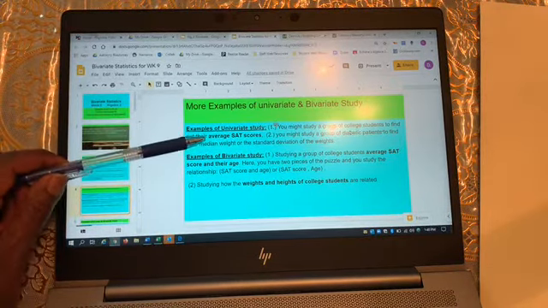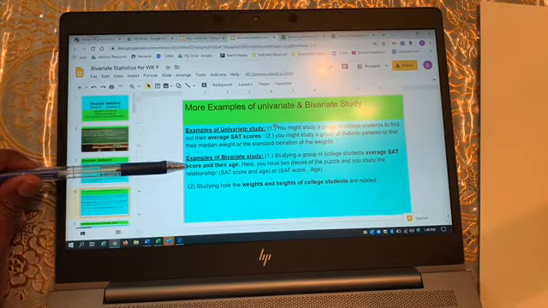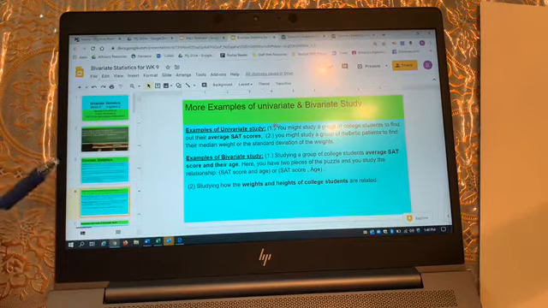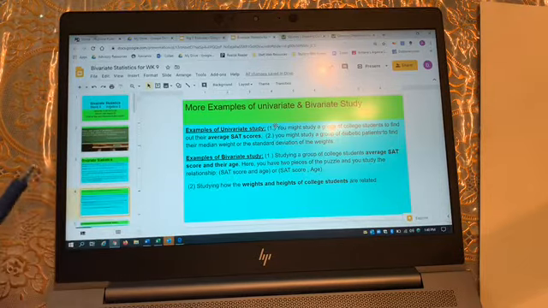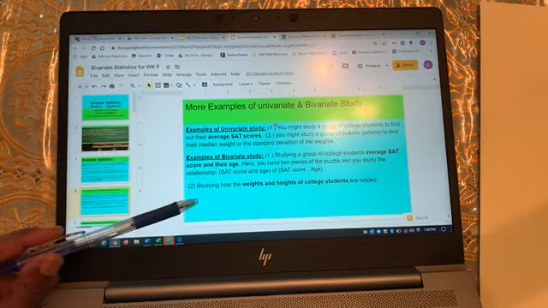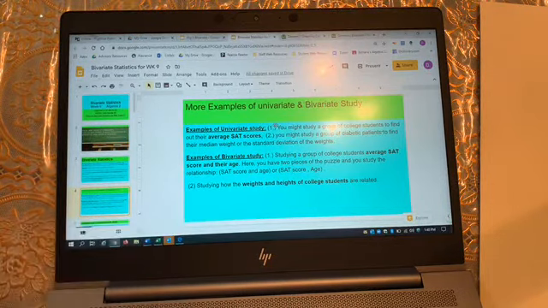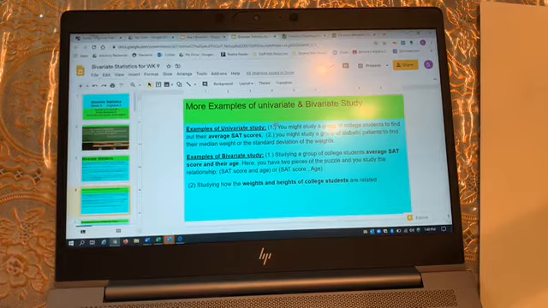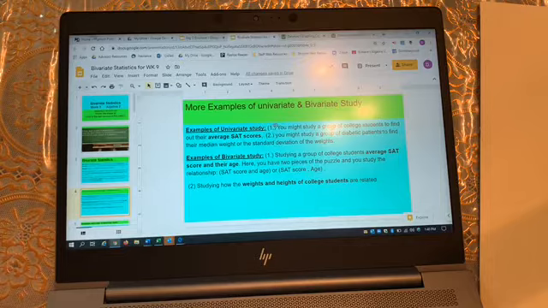But in bivariate statistics, you study a group of college students' average SAT score versus their age. So you are studying these together. The question or the puzzle is what's the relationship between the SAT score and their age. Or you might study how the weights and heights of college students are related, that the weights go with their height. When you study these two different variables, it's called a bivariate study of bivariate data. Okay.